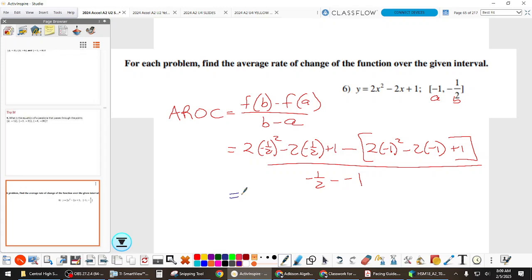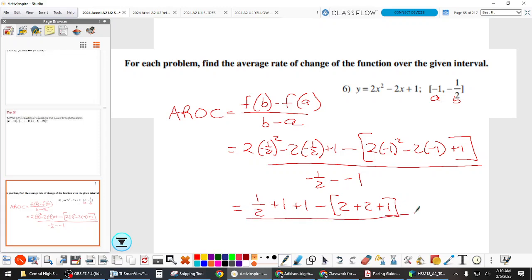What's a half? Oh, what's -1/2 squared? Yeah, positive 1/4 times 2 is a half. And then -2 times -1/2. That's 1. Okay, over here, what's -1 squared? 1, so that's times 2 is 2. And then plus 2 plus 1. -1/2 plus 1 or minus -1 is a positive half.